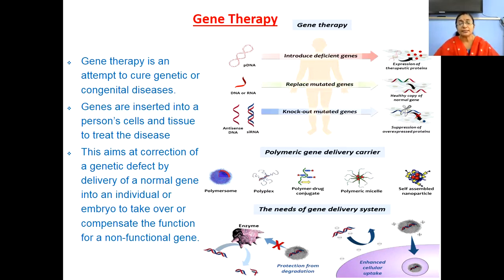Gene therapy is a way in which we can at least try to correct such genetic and congenital diseases. So what exactly happens in gene therapy? We introduce genes into a person's cells and tissues to treat a disease. Suppose we have a defective gene, this defective gene can be replaced by a normal gene, so that the normal gene will take over the function. If we are able to do this in the embryonic stage itself, then that will be a permanent solution for this type of defects.